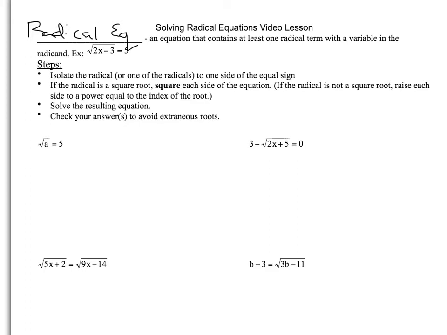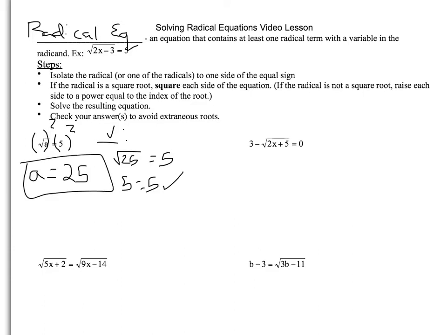So for our first problem, radical a equals 5. First thing I'm going to do is the radicals on one side, so I can skip the first step. It is a square root, so I am going to square both sides. When you square the left-hand side, you just get a. When you square a radical, you just get the piece under the radical. 5 squared is 25. Now for my check, what you do is you plug 25 into the original problem. So radical 25 equals 5. The square root of 25 is 5. Checks out. So a equals 25 is our answer there. Okay, that was an easy one.